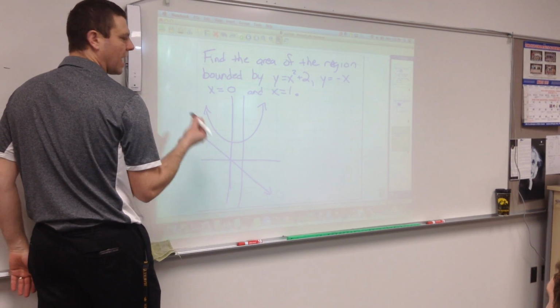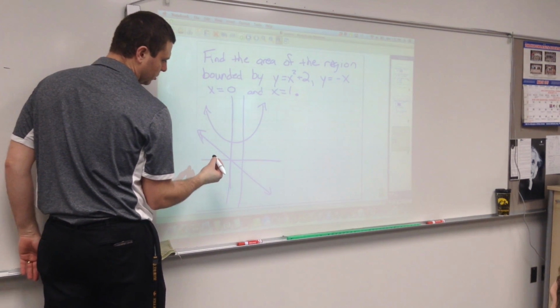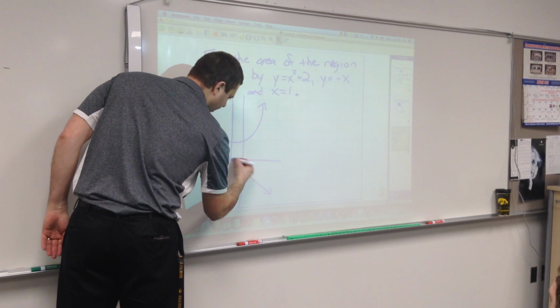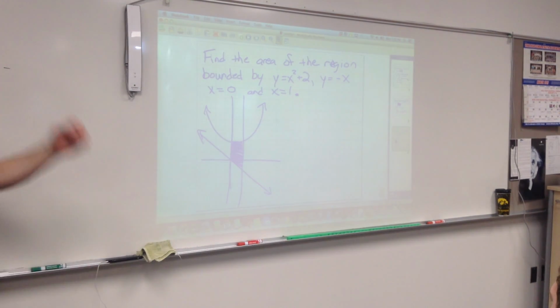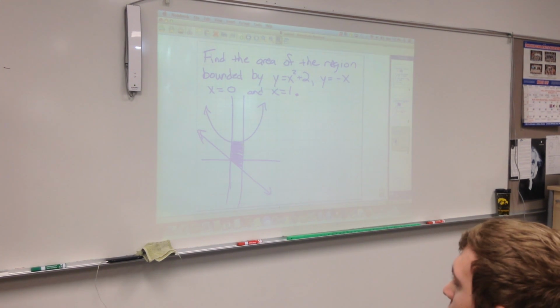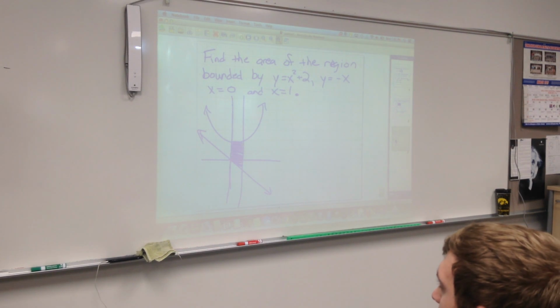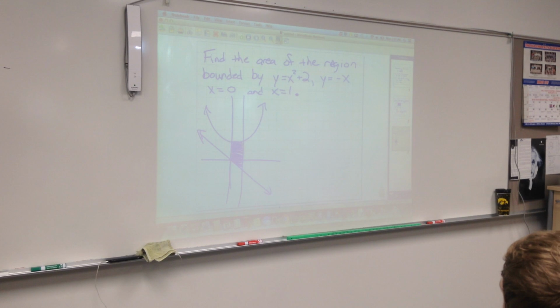So the region that is bounded by those four functions would have been that area, that region right there. What happens if the line would have crossed? Or they would have crossed somewhere? You would probably need to set up a couple different intervals. Okay.